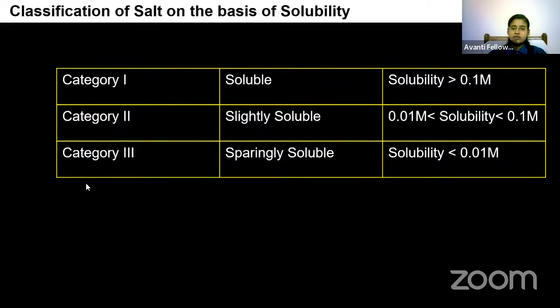This is how we classify salts on the basis of solubility, using the concentration values. Using the concentration values only, we find out whether the particular salt will get dissolved, or whether it is sparingly soluble or slightly soluble. So this is all about solubility equilibria. We are left with 2 more topics in this last topic of the lesson, which we will discuss in the next session.